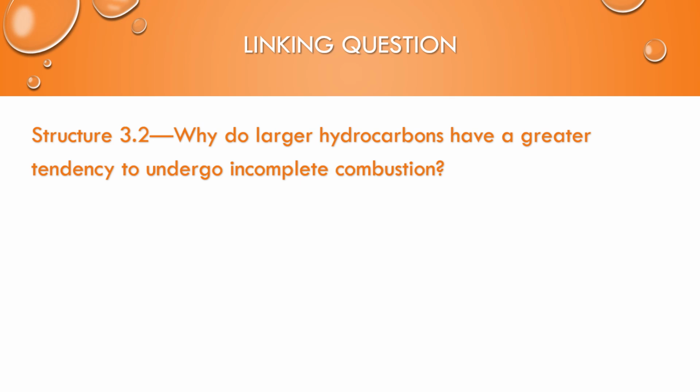So this links to structure 3.2. Why do larger hydrocarbons have a greater tendency to undergo incomplete combustion? Well, they have a larger percent by mass of carbon. If they have a larger percentage carbon, then it's going to require more oxygen to completely combust it into CO2. And as long as you have plenty of oxygen, it could eventually do that, but it takes less oxygen to do incomplete combustion and produce carbon monoxide. So the greater the percentage of mass of carbon you have, the more likely it will be for incomplete combustion.